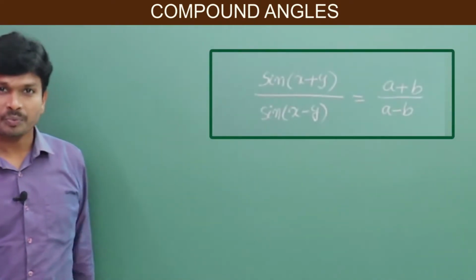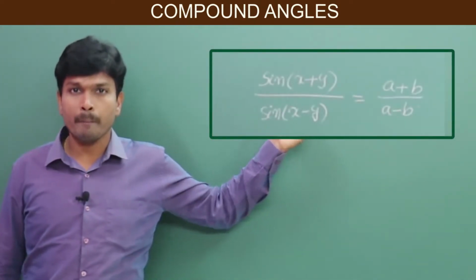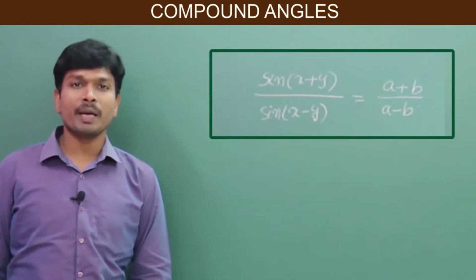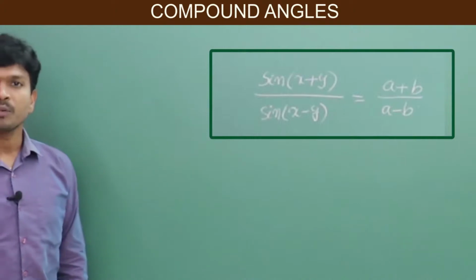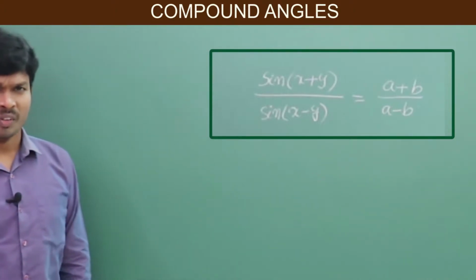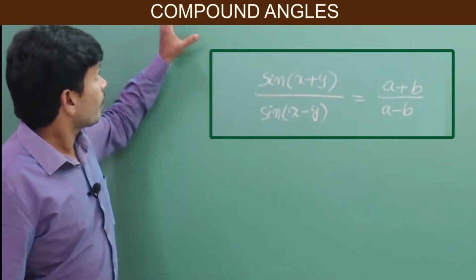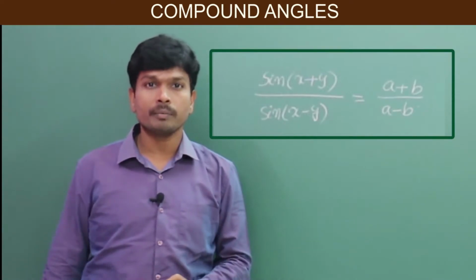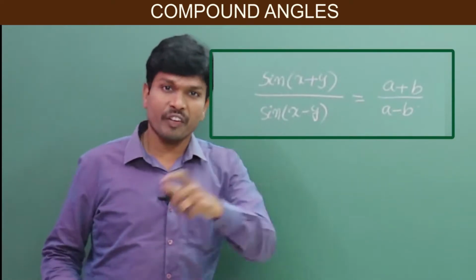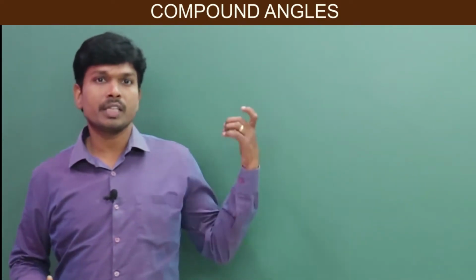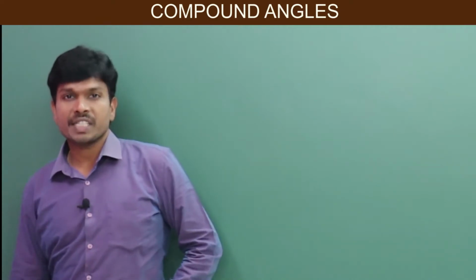Observe this problem. If sin(x+y)/sin(x−y) = (a+b)/(a−b), then find tan x / tan y. Just observe. When you are observing the problem, immediately you have to know which method is the preferable method. With the help of the componendo and dividendo concept, we will do this problem easily.